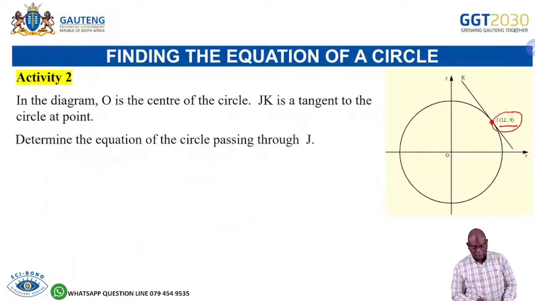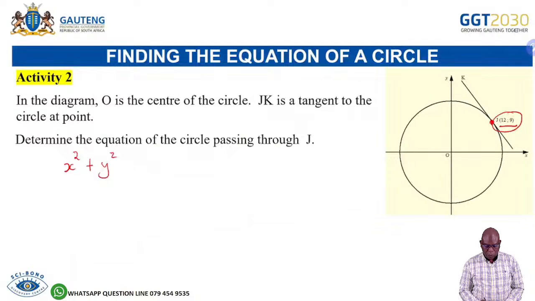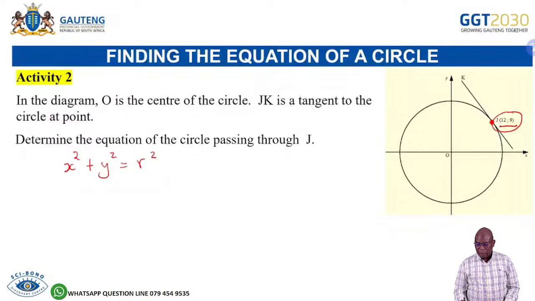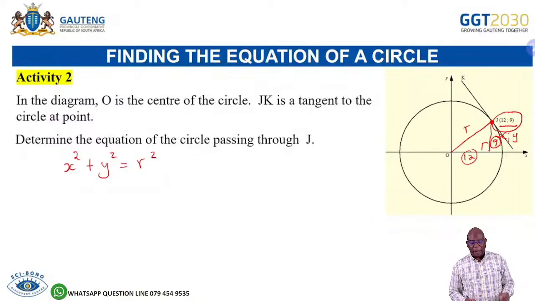So determine the equation of the circle passing through J. First I must write down the equation of the circle: x squared plus y squared equals r squared. Once I've done that, I know that my coordinates must be written as x and y. So what is missing here? It is the radius. I need the r. If you look at this diagram, I'll have a 12 here and a 9 there. So I can use the theorem of Pythagoras to get the r. But remember, I need r squared, which means that I must square that value.